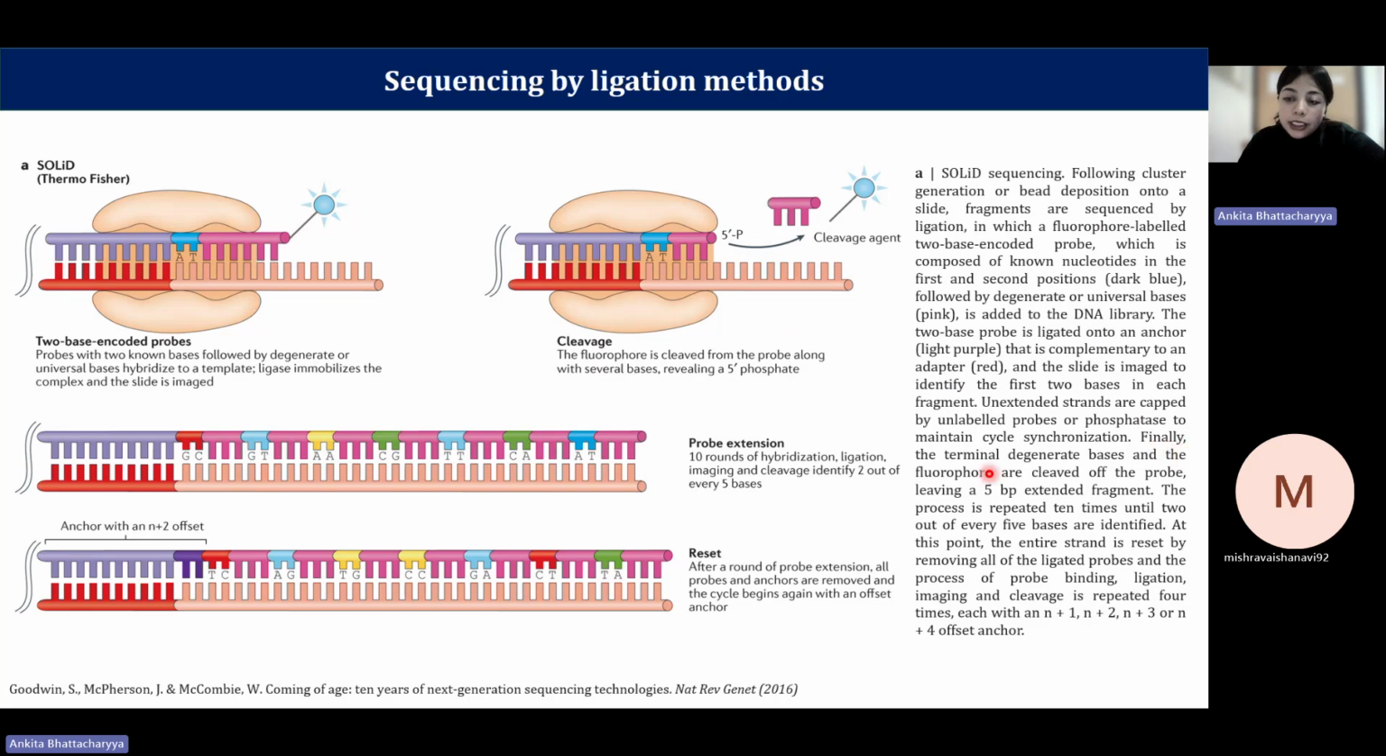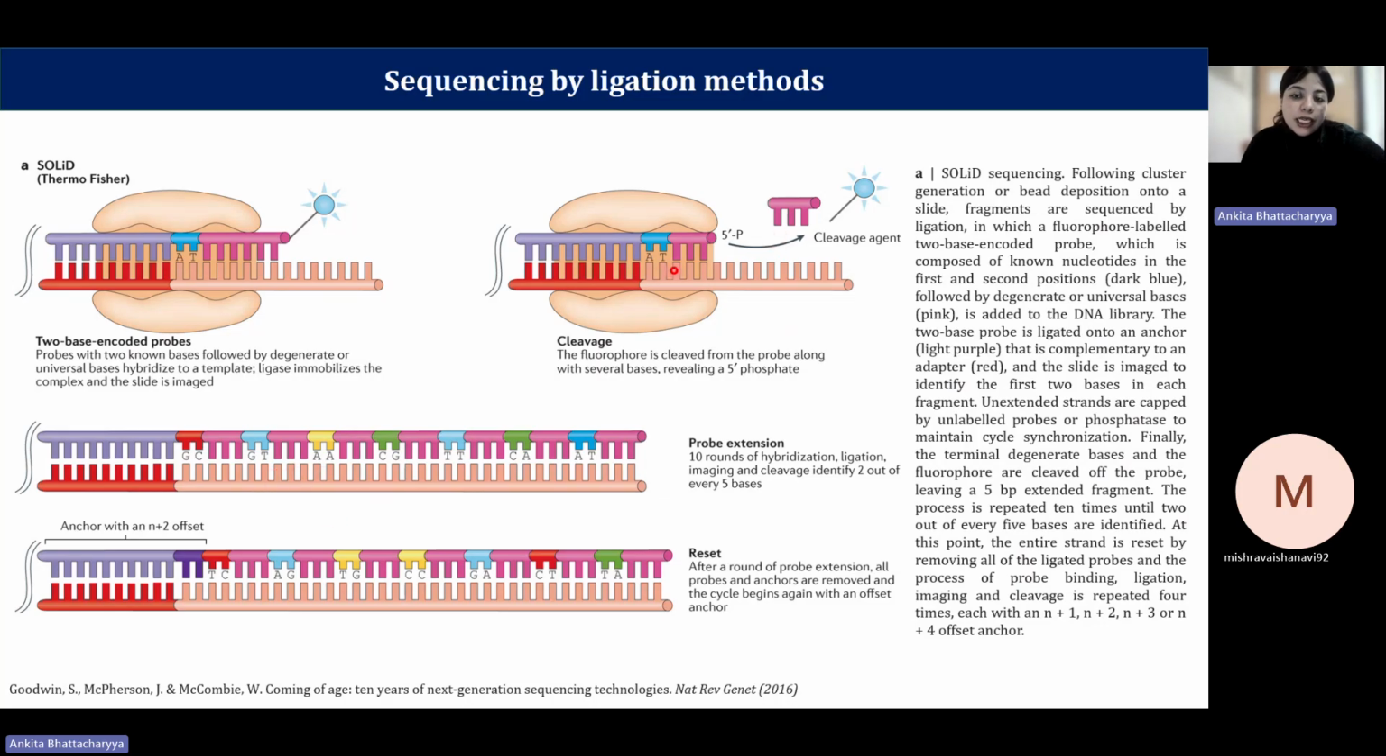Finally, the terminal degenerate base and the fluorophore are cleaved off the probe, leaving a 5-base pair extended fragment. The degenerate bases are removed and the fluorophore is also cleaved off. This process then has to be repeated multiple times, at least 10 times, until 2 out of every 5 bases get identified. So look at this image. It will explain it a little better.